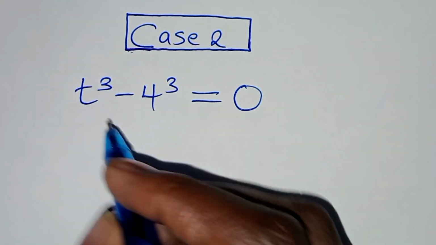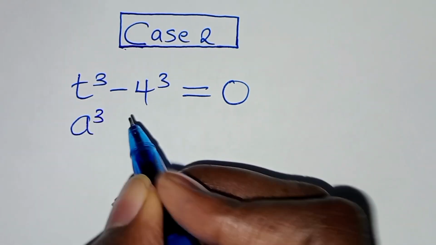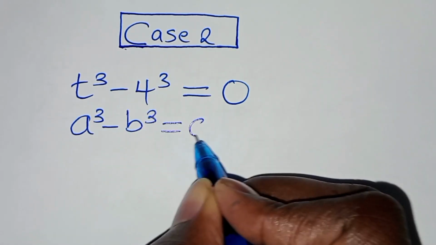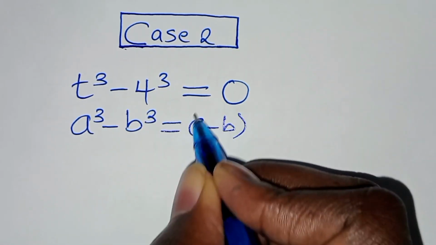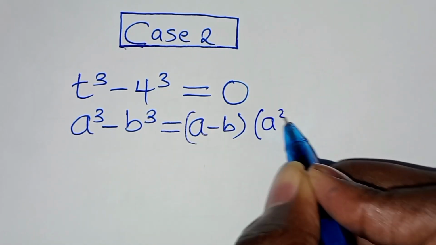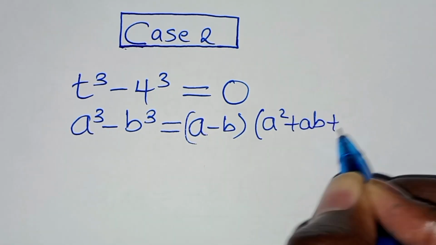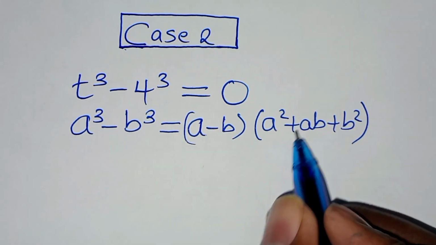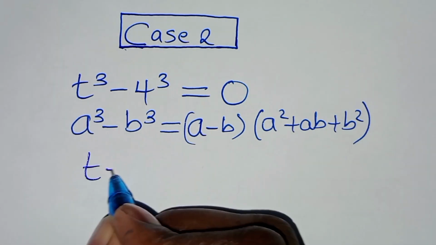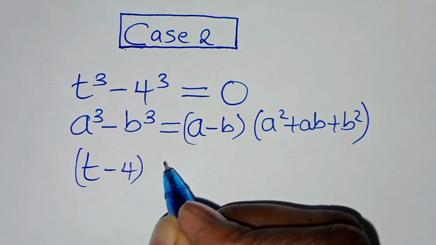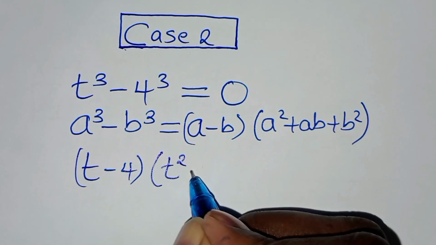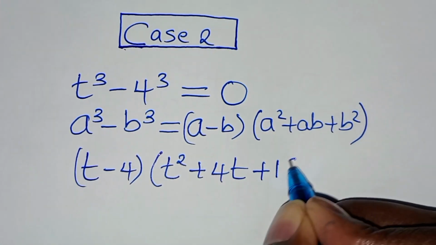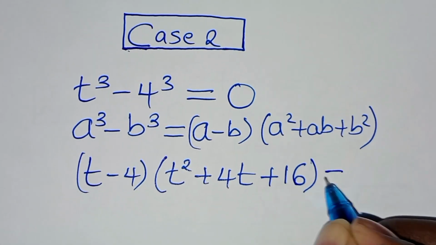This equation is actually the difference of two cubes, expressed as a to the power 3 minus b to the power 3, which we can express as a minus b, a squared plus ab plus b squared. Applying this identity, then here we have t minus 4, then we have t squared plus 4t, then plus 4 squared, which is 16. This is equal to 0.